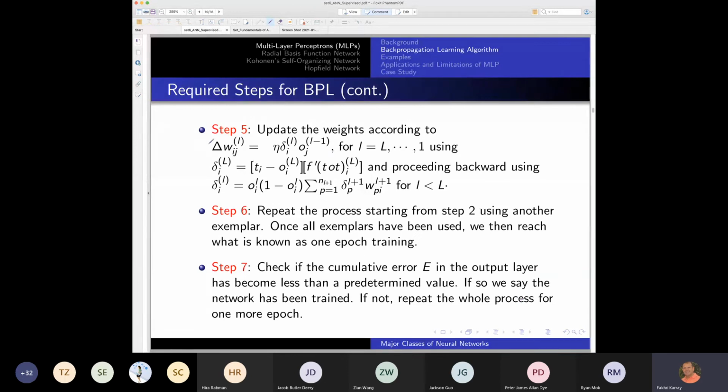Step 5. So now we are going to the delta omega_ij. We start with the outermost layer, big L, because once we know delta at L, then we can know all the other deltas. So delta_i^L is given by this particular formula here, and all the other delta_i^l are given by this particular formula for l strictly less than L. So now we have all the values of omega_ij going from the outermost layer to the first layer, and this is done using an iterative type of formula.